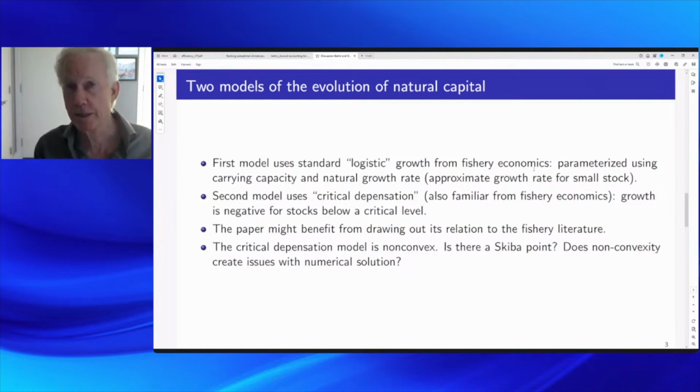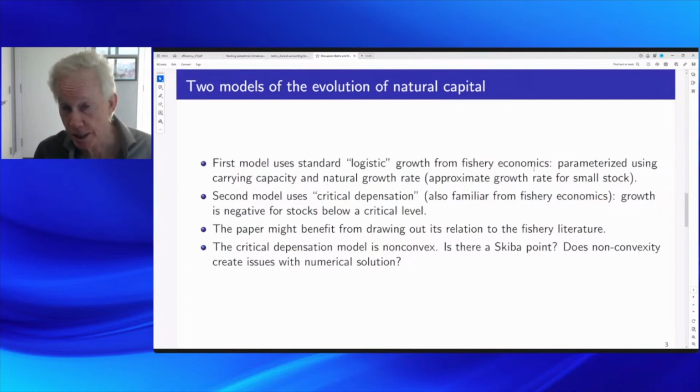And in this respect, it's a special sort of an extreme case of what's referred to as the shallow lake problem. And in these sorts of problems, there's an unstable steady state that lies between two stable steady states. And in some of these problems, there's a Skiba point, which is just some level of the stock such that if you begin above that level, you move toward one steady state, and if you begin below it, you move to another steady state.